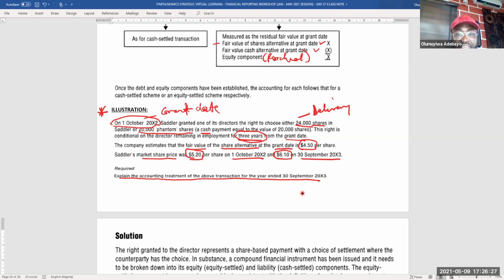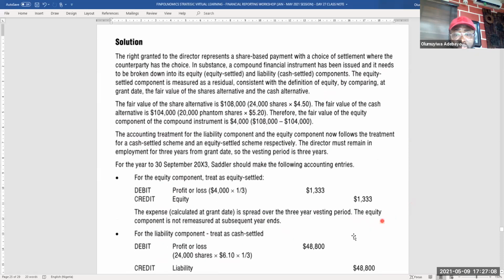Now, the company estimates the fair value of the share alternative. If they go for the shares, the fair value is $4.50, which is the option. But if they go for the cash settlement, which is based on these phantom shares, each share price is $5.20 as at the grant date, and as at the reporting date a year after it is $6.10. Now the question is, explain the accounting treatment of the above transaction for the year ended 30th September 2023. I want you to understand this. Can you read this further so that I can explain it further?